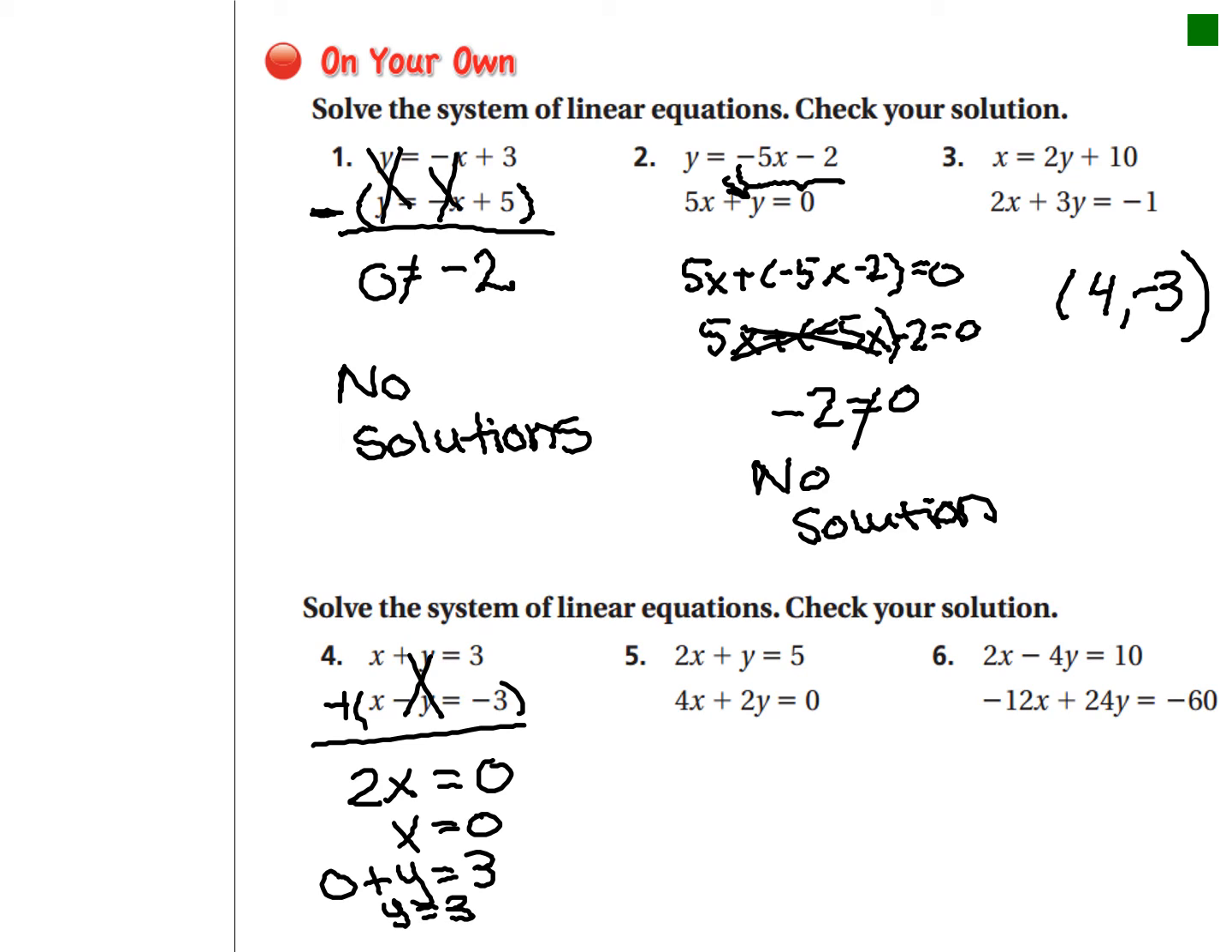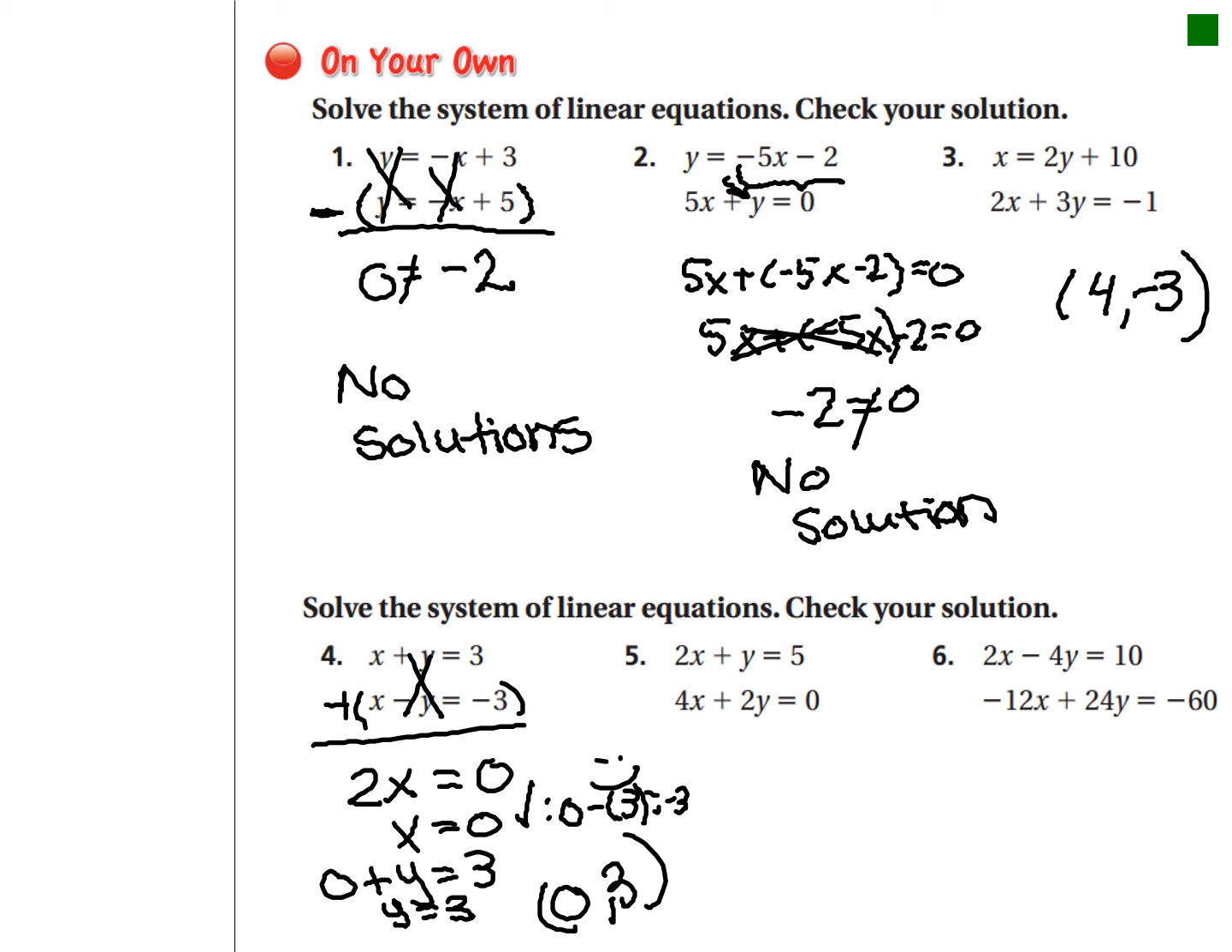Let's go through and check our answer really quick. Does 0 minus 3 equal negative 3? The answer is yes. It looked like it could have been special, but it wasn't special. The answer to this one is 0 comma 3. Well, special because it hits once. All right, let's go ahead and go through 5.